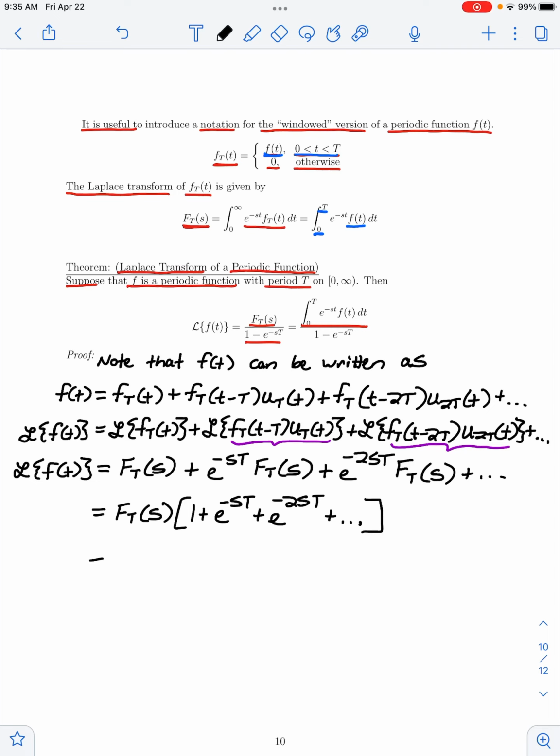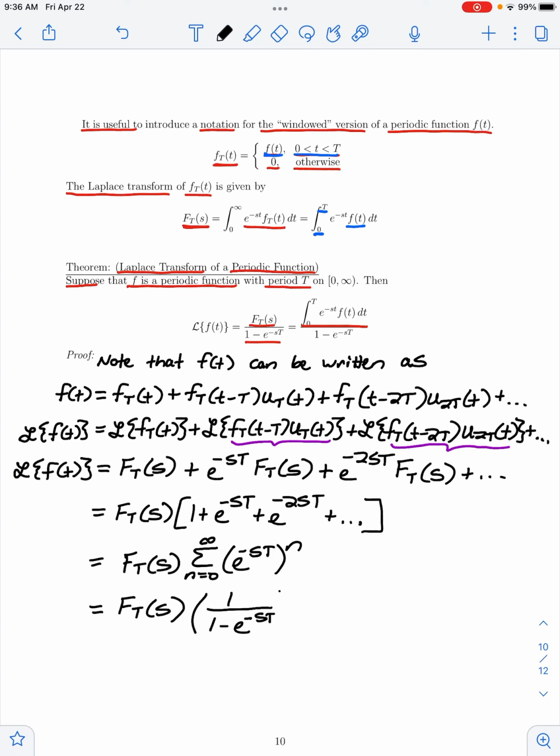And so what we have now is capital F sub T of s times a geometric series of some terms. We could write this as the sum from 0 to infinity of e to the negative sT raised to the nth power. And we know how to find the sum of a geometric series. It would sum to a value of 1 over 1 minus e to the negative sT, provided that the values of s are positive.